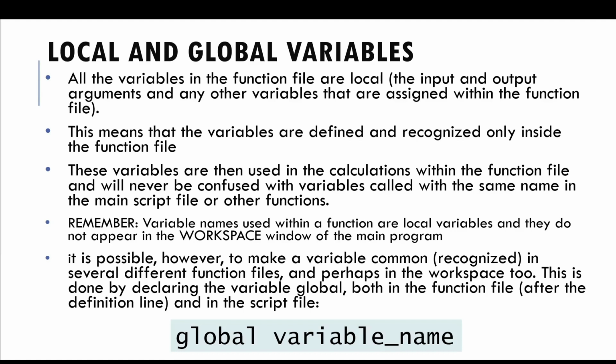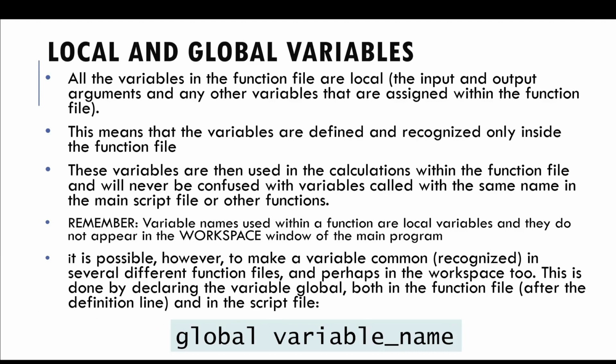However, it is possible to make a variable common, which means that the variable defined in a function will also be recognized in function files and also in the workspace. You can do that by declaring the variable global both in the function file, after the definition line, and in the script file. This is how you can make the variable global. Just type global followed by the variable name.